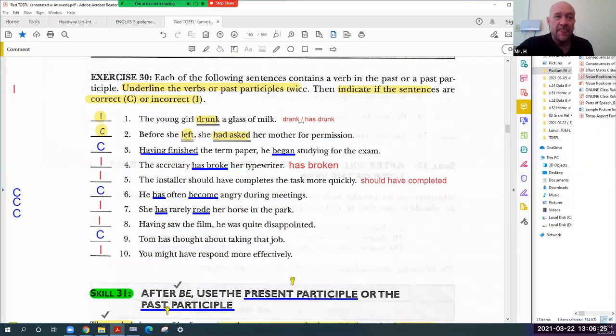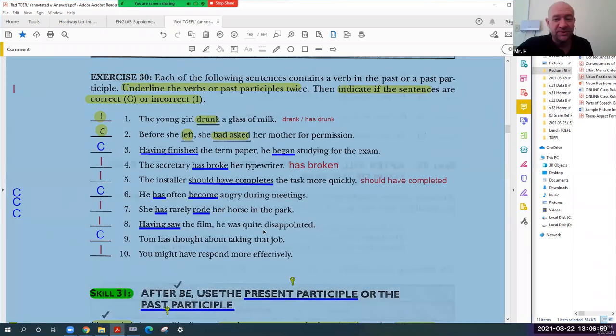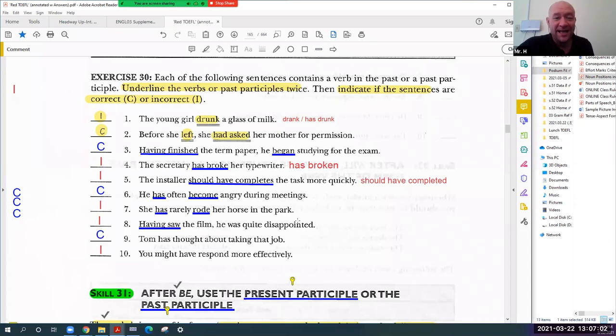Okay, Muhammad Ali, how about number eight? Having saw the film, he was quite disappointed. Okay. I think it's incorrect. Because having saw, the correct answer is having seen. Exactly. What's the problem in this case? You cannot put verb two. You cannot put verb two, right?